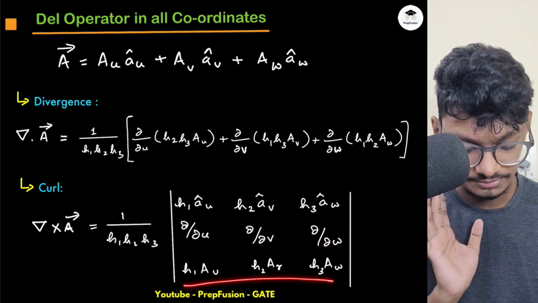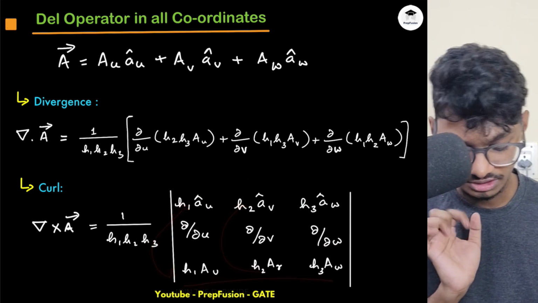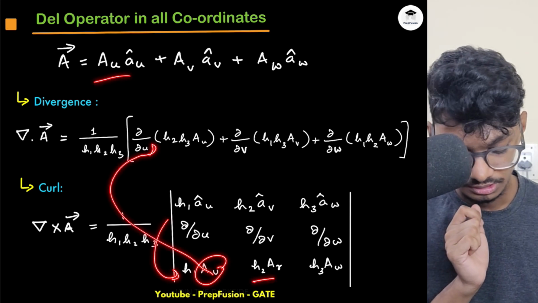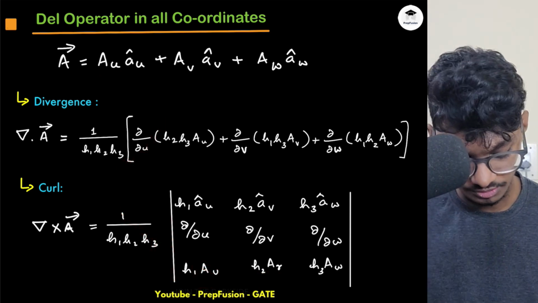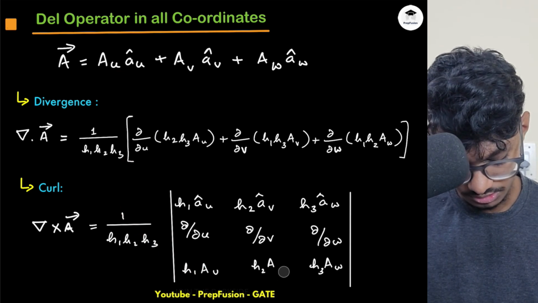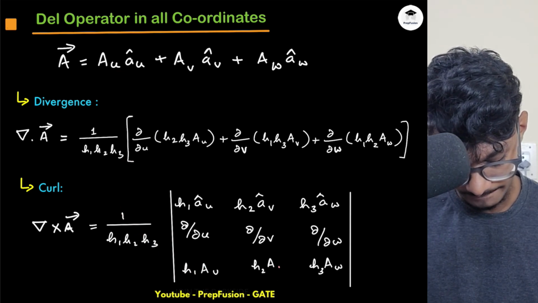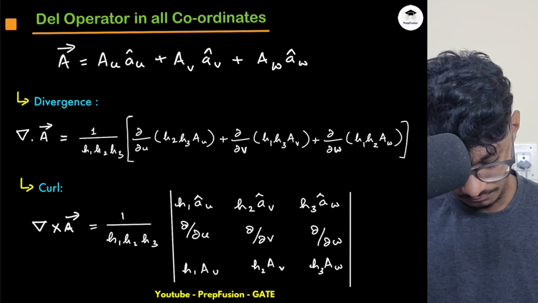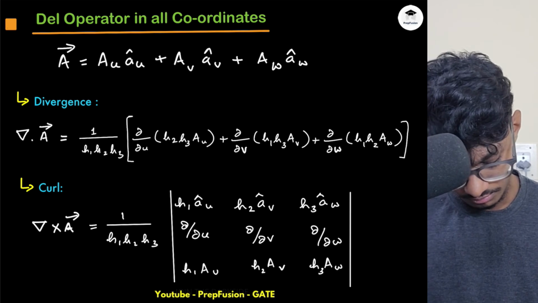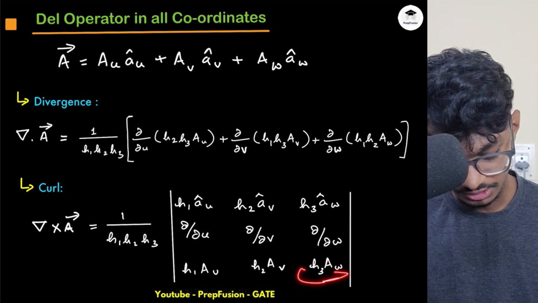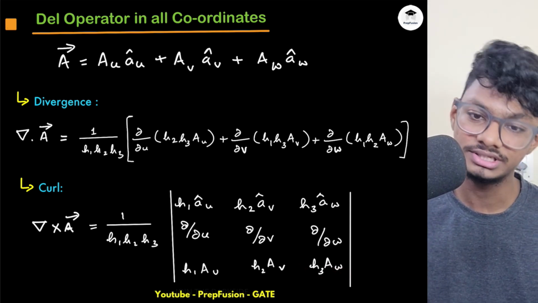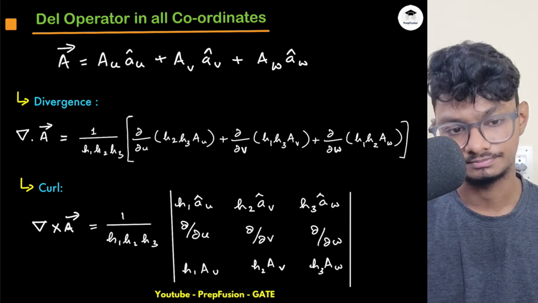Okay, this again I will copy paste. This will be multiplied by H1 times AU, the first component, H2 times the second component. Sorry, this should be AV. And this will be with the third component, H3 with AW. That's pretty much it. So this format, unfortunately, you have to remember.